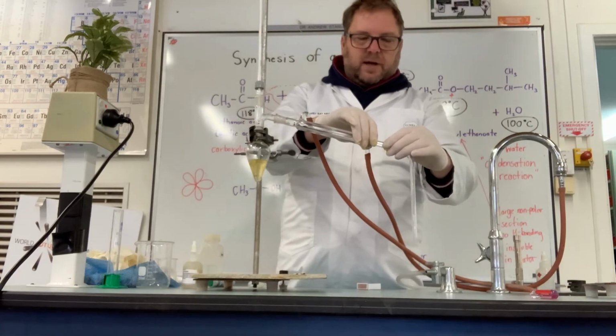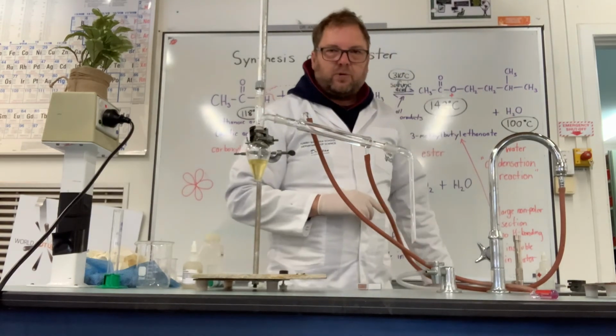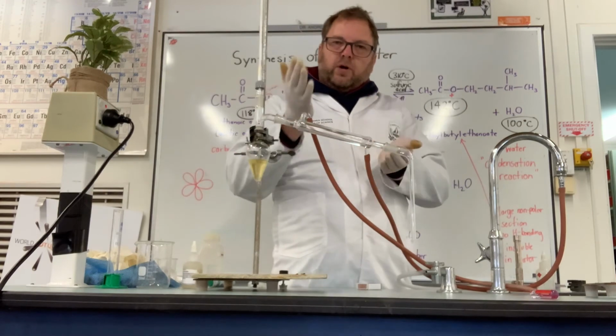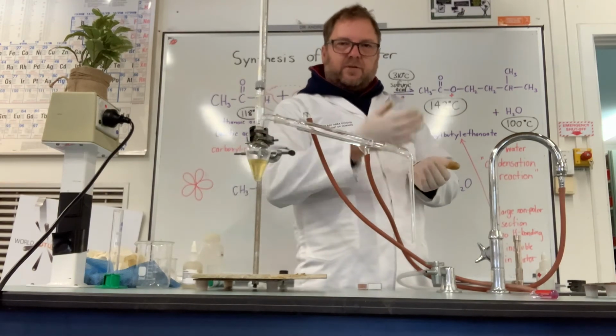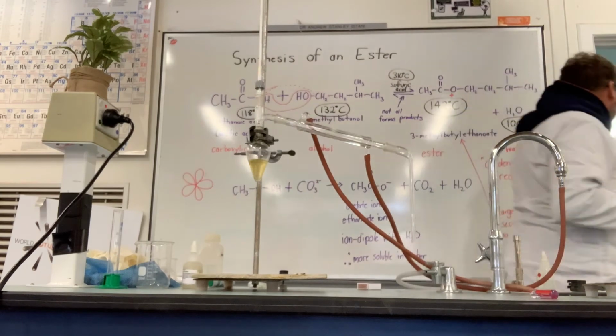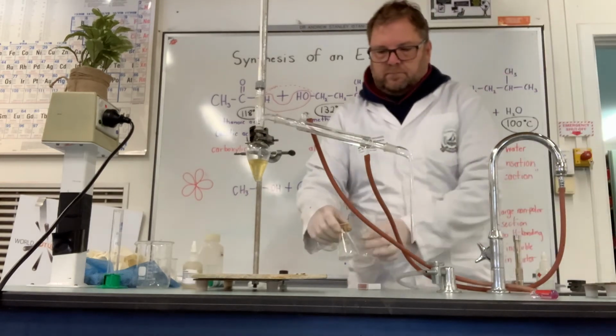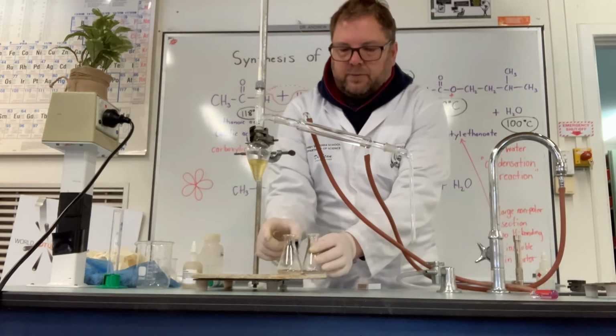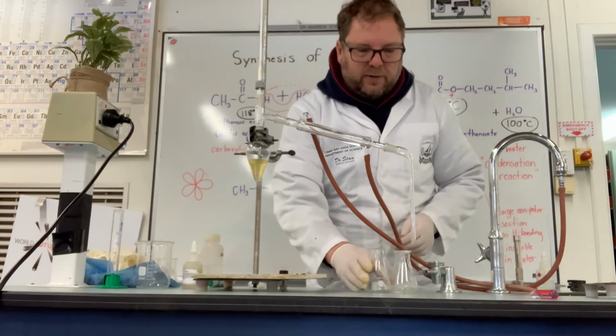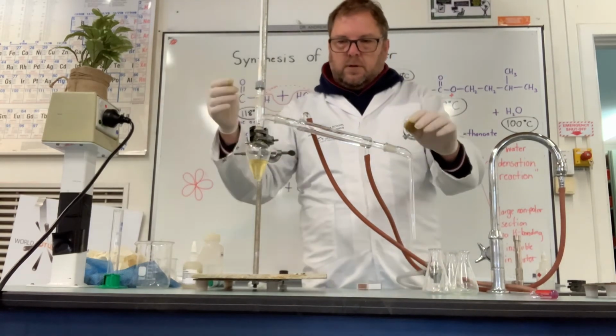That collecting tube there. And then I just need to grab some conical flasks so that we can, as it boils, separate the different parts that come across at different temperatures. So I've just grabbed three little conical flasks that we'll use there.